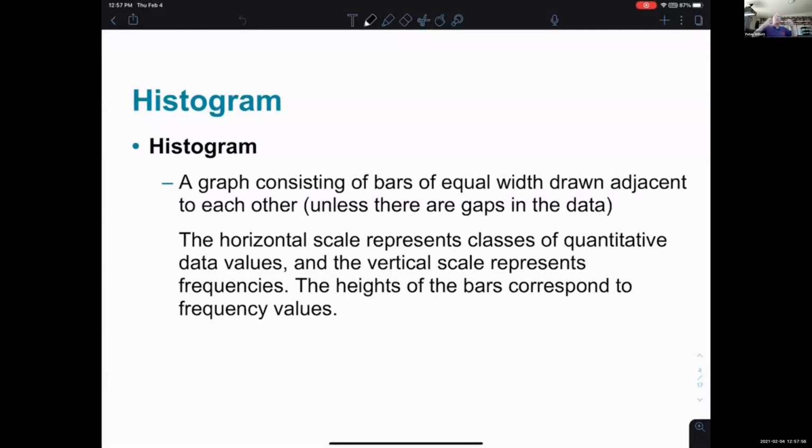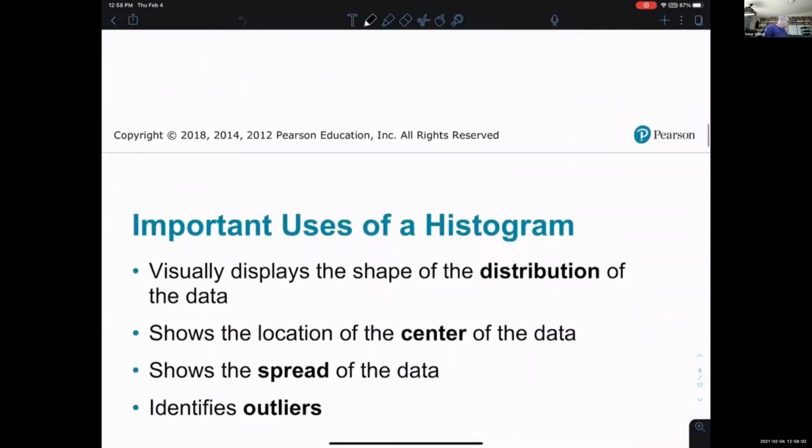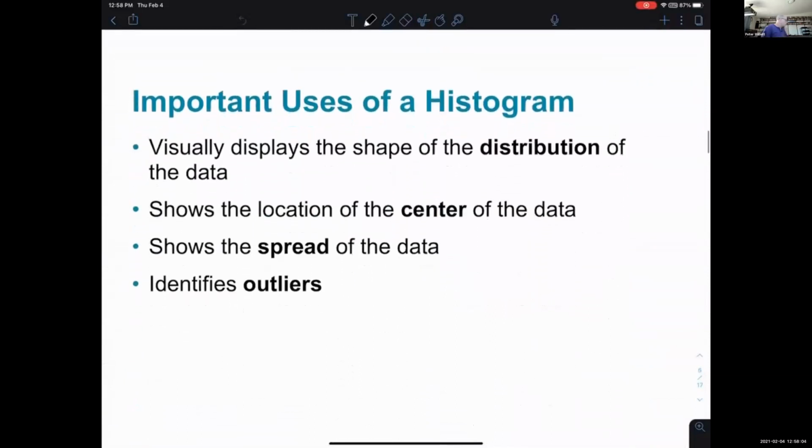But if we try to visualize it while looking at the definition, that's what they're talking about. So let's get to an example sooner rather than later, because it will illustrate all of these details they're talking about. Important uses of a histogram: visually displays the shape of the distribution of the data, meaning are more of the values around the middle or more of the values on the high end or on the low end of the range of values of the data.